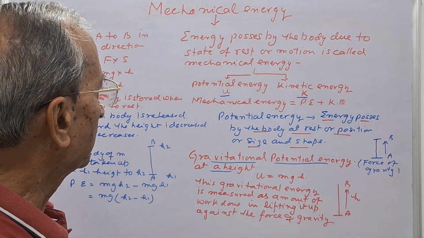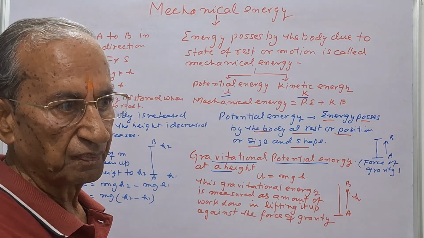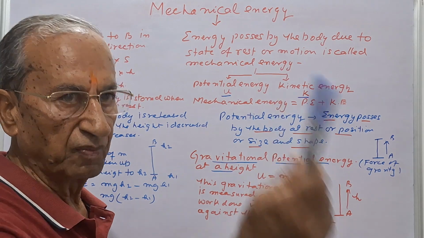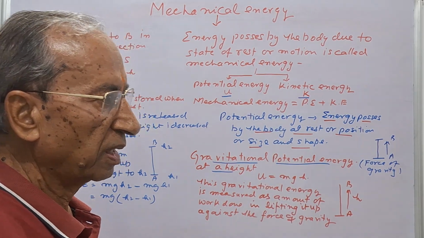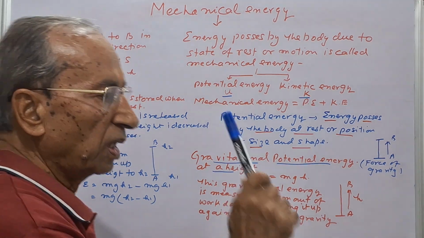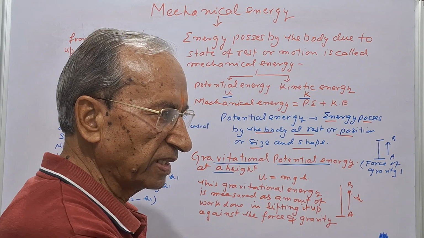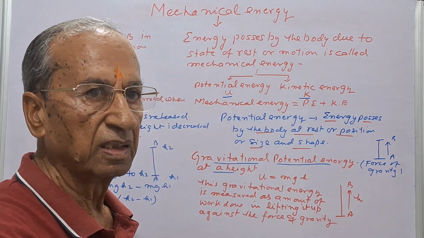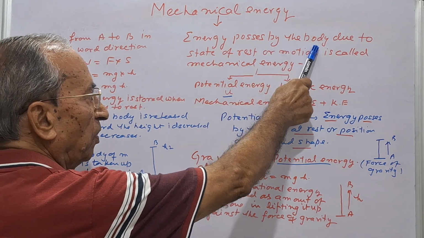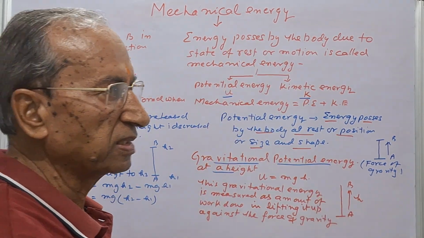Today's topic is very important. You see, in the universe, each and every object is moving or seems to be at rest. So every body possesses some energy. It may be at rest or it may be in motion. So this energy possessed by the body due to its state of rest or motion is known as mechanical energy.